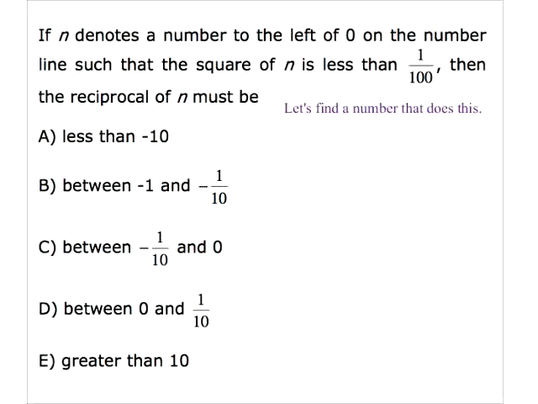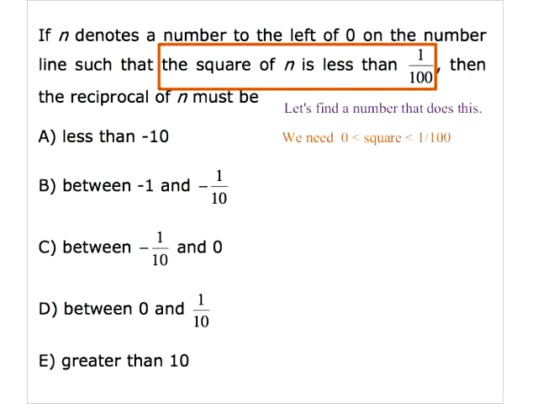So the square of n is less than 1 over 100. A square is something that's not negative, and it's not 0 because the number itself is not 0. So we need this, or if you like decimals, this.